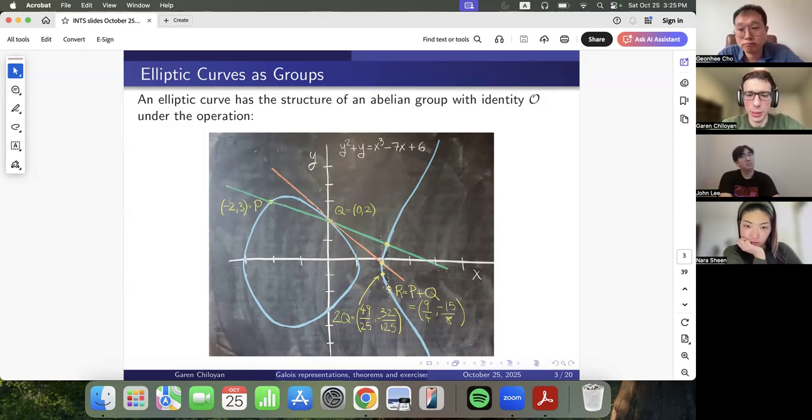On the other hand, let's say you want to add a point to itself, which is also extremely important. Say you have the point Q and you want to add Q to itself. Instead of drawing a secant line, you draw the tangent line. This tangent line hits the elliptic curve at Q and another point. Again, you use the vertical line operation, and this vertical line hits the elliptic curve at this point and another point. This is what 2Q is. With those ideas in mind, you have a group theoretic binary operation.